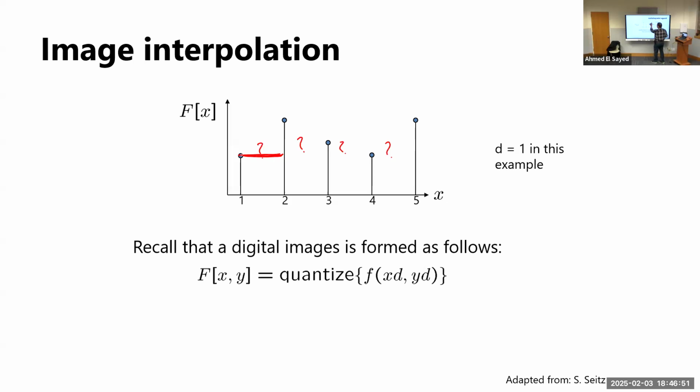Then after I go here, I'll continue with this value until I arrive here. Then for this, I'll continue like this, then for this, like this, and so on. That's what we call nearest neighborhood. So a neighboring point will have the value of the nearest sample.